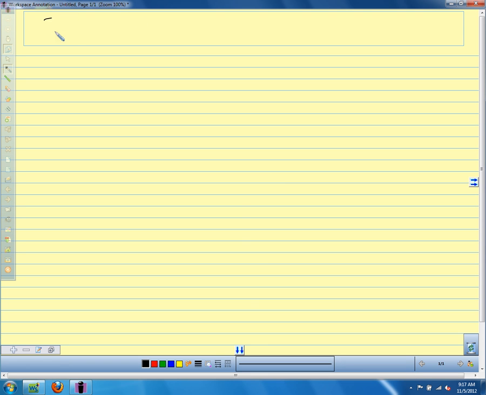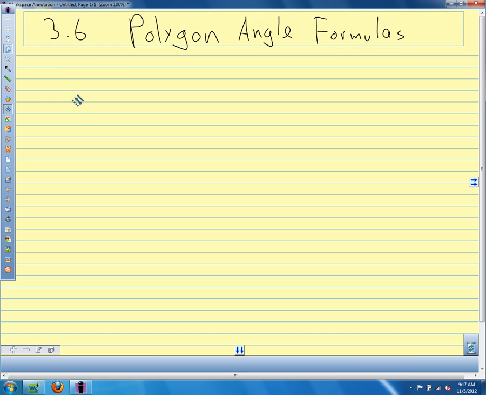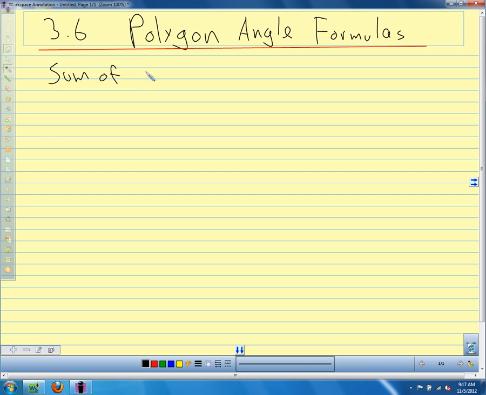Section 3.6, and we're talking about polygon angle formulas. And the first formula that we want to talk about, for this first one, we are talking about the sum of interior angles. And just as a reminder, sum means all of them added together.